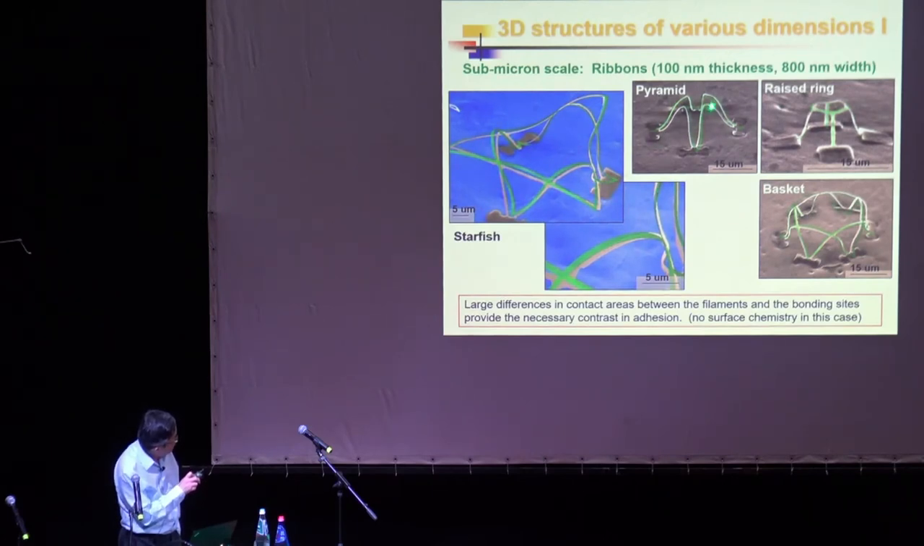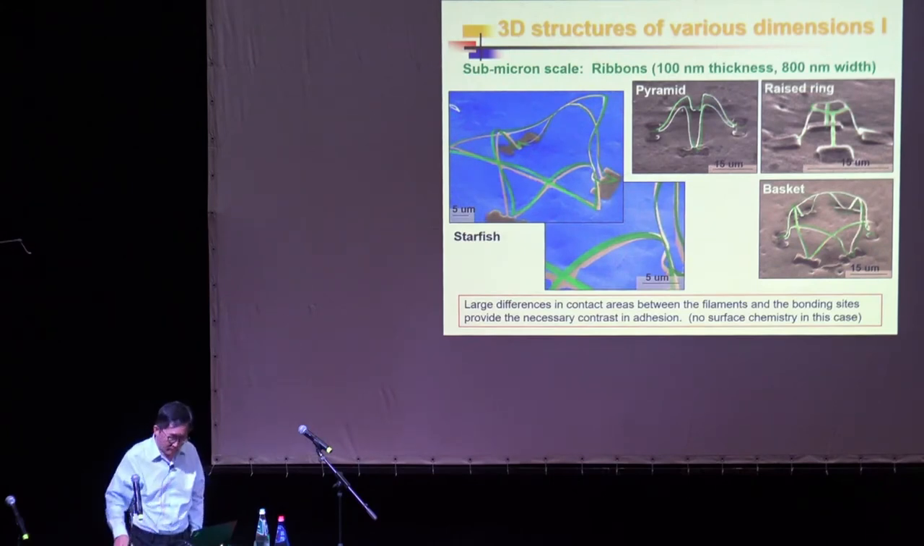You can form the shape of a pyramid, raised ring, basket. Theory, experiment still agree very well. So this is 100 nanometer thickness. Can we go smaller? Yes, we can go to 50 nanometers, no problem. Go to 30 nanometers, no problem. But when you push below 30, we run into difficulty.